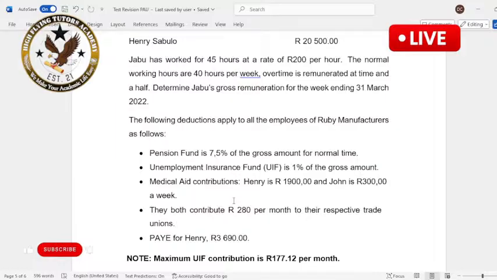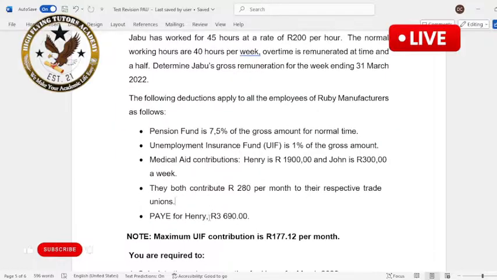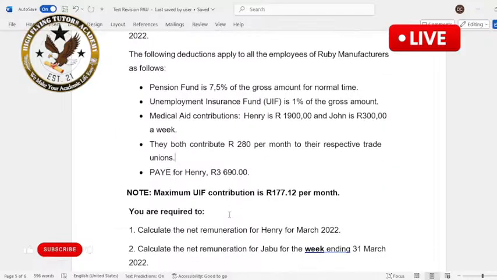Okay, and then they say pay as you earn for Henry is 3,690,000. Right, and then they say note maximum UIF contribution is 177.12 per month, meaning that if you calculate pay as you earn and find that it is more than 177.12, you take the one that they said is the maximum. You're only going to take that one. You're not going to take the one you got even if it's more than 177 rand and 12 cents.